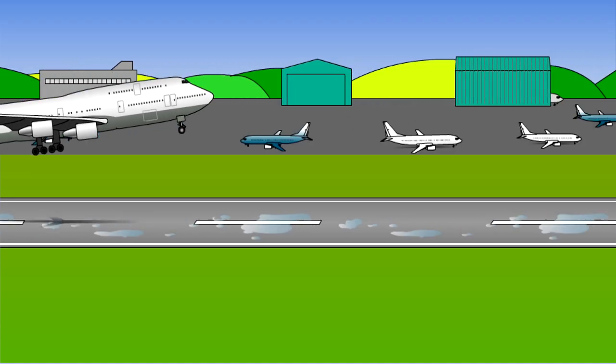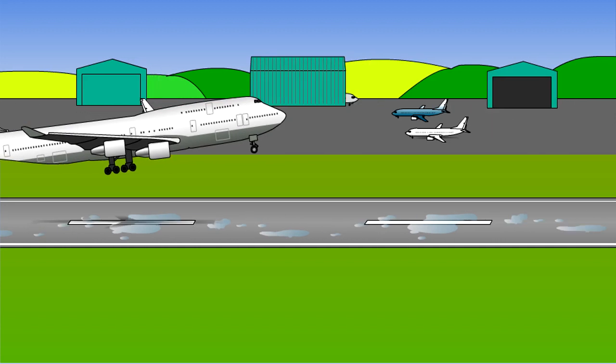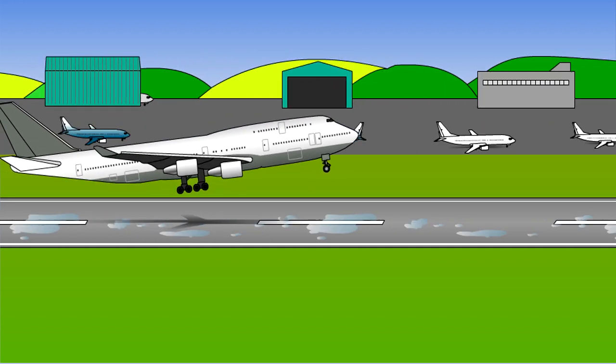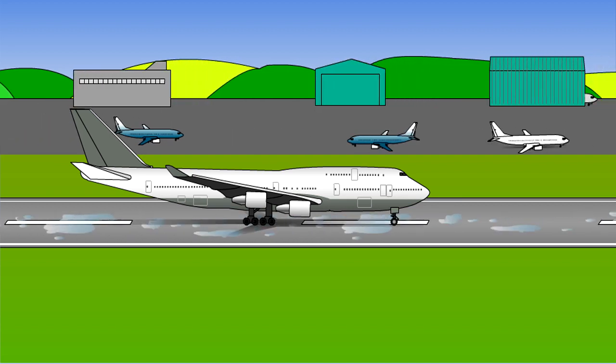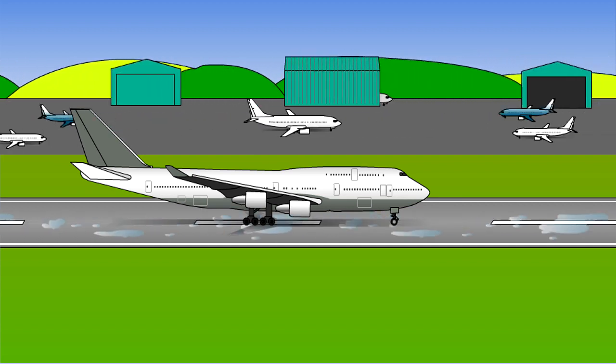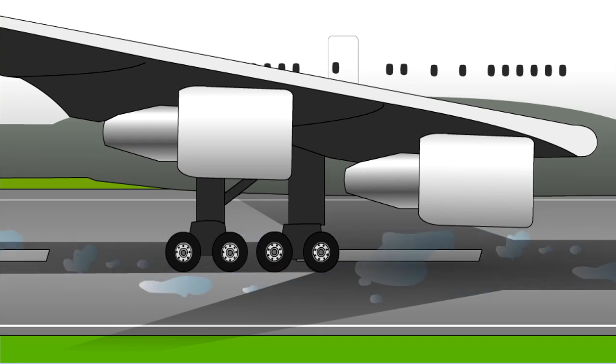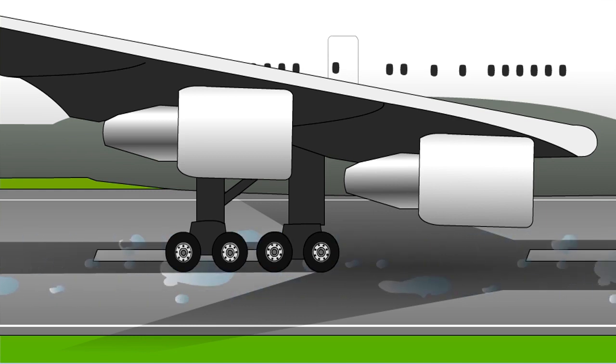The anti-skid unit provides three important functions. These are touchdown protection, skid prevention, and locked wheel protection.